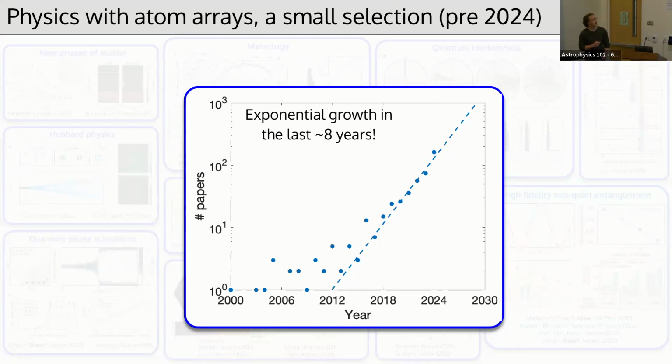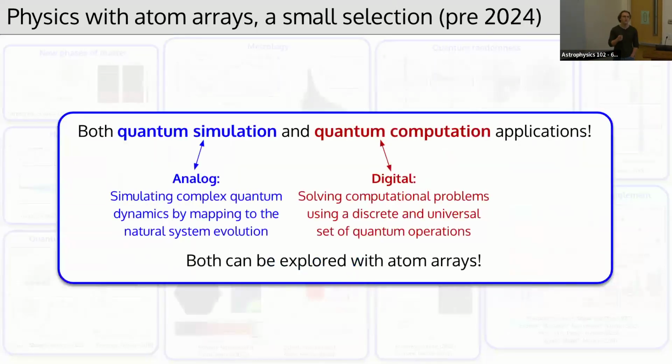Okay, so this is the sort of field that we're working in here. And one of the most exciting things about atom arrays is that they can be used both for quantum simulation and quantum computation tasks. So here I'm defining these also by the terms analog and digital. An analog quantum simulator is one which basically implements some natural Hamiltonian of the system and then we watch it evolve over time. Whereas in a digital quantum computer, we try to actually map computational problems into some dynamics that we highly engineer into the system.